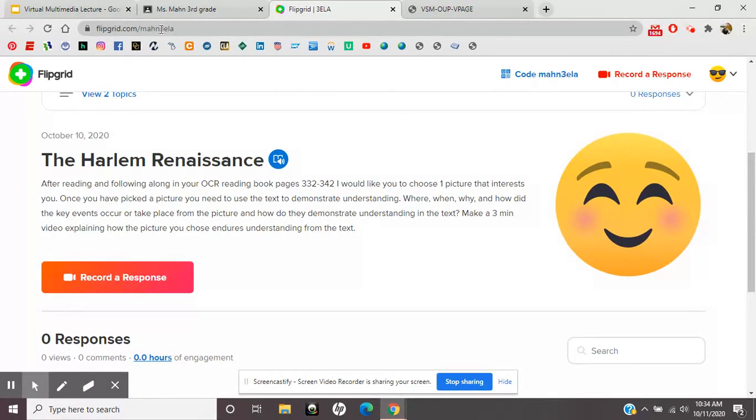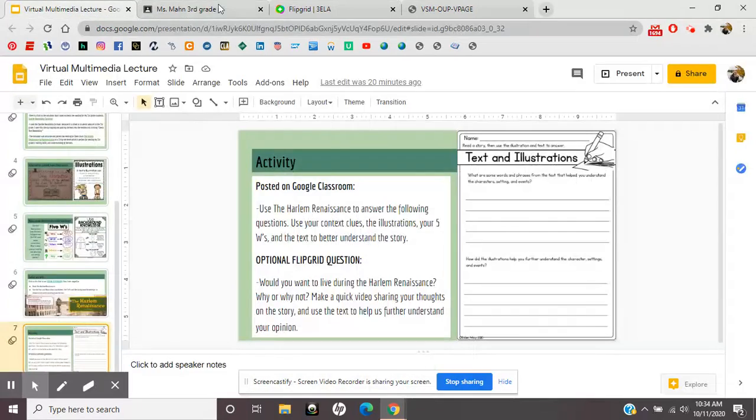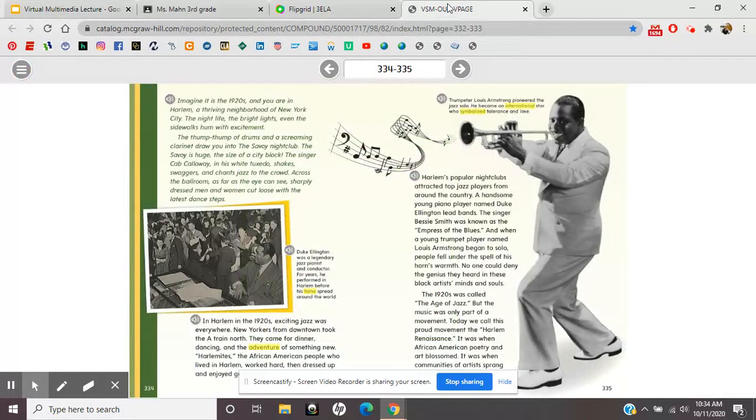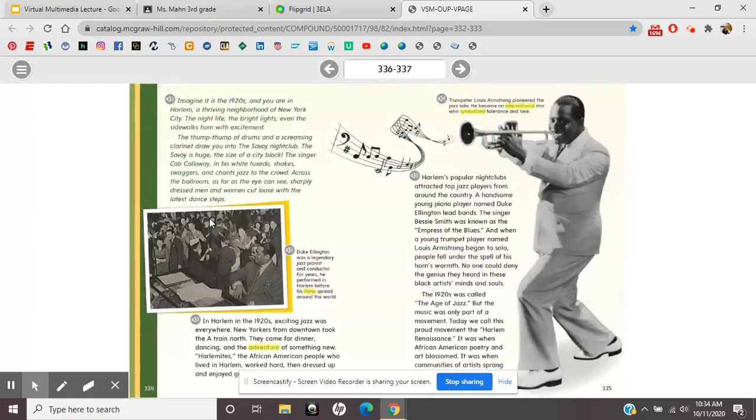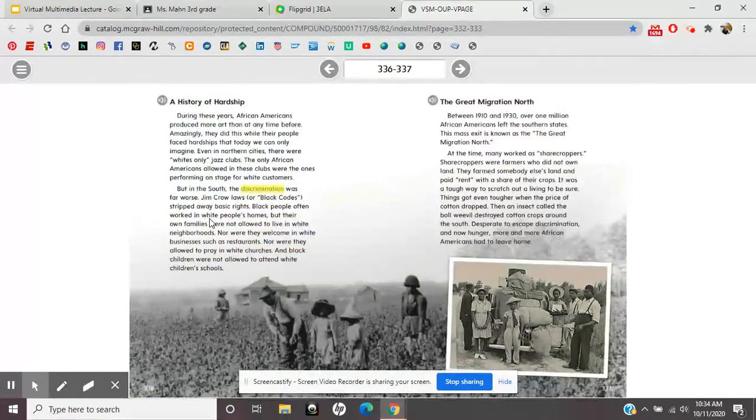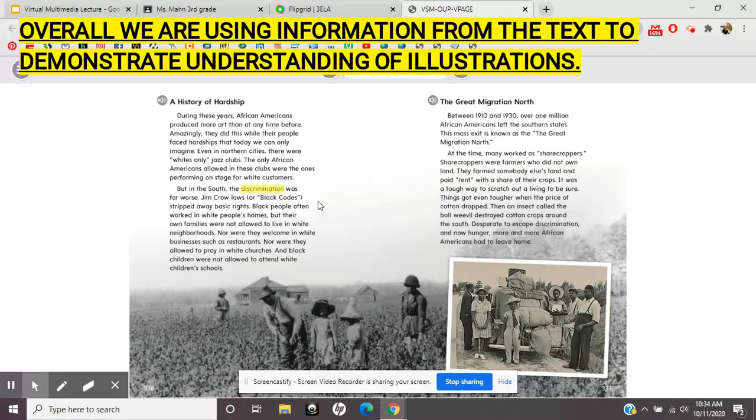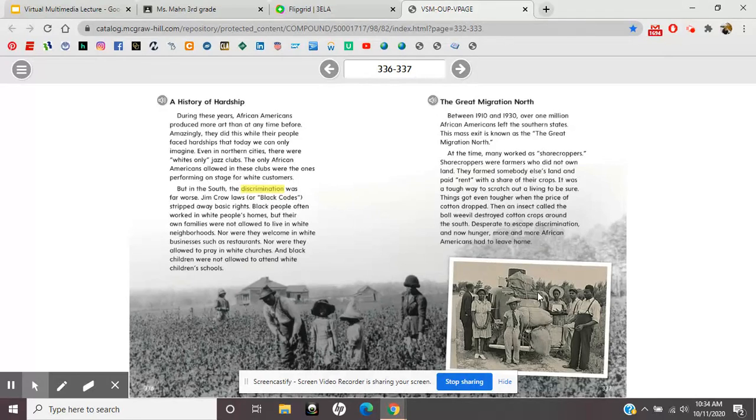So this week for our videos, there's a lot of different things that you can do. We're going to be reading about the Harlem Renaissance. We're taking a look at pictures. And overall, we're using the information from the pictures to demonstrate understanding of the text by using our where, when, why, and how the events occurred.